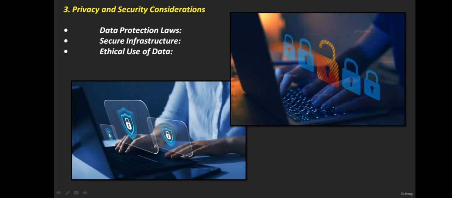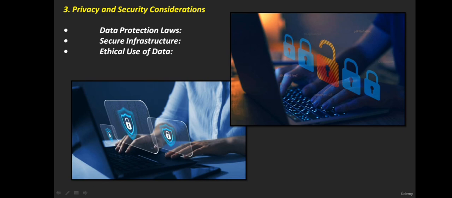Okay, the third point will be privacy and security considerations. The collection and use of data in smart cities must be balanced with citizens' privacy and security concerns. So what are the best practices we have to discuss? The first will be data protection laws. Implement robust data protection laws to regulate personal information.